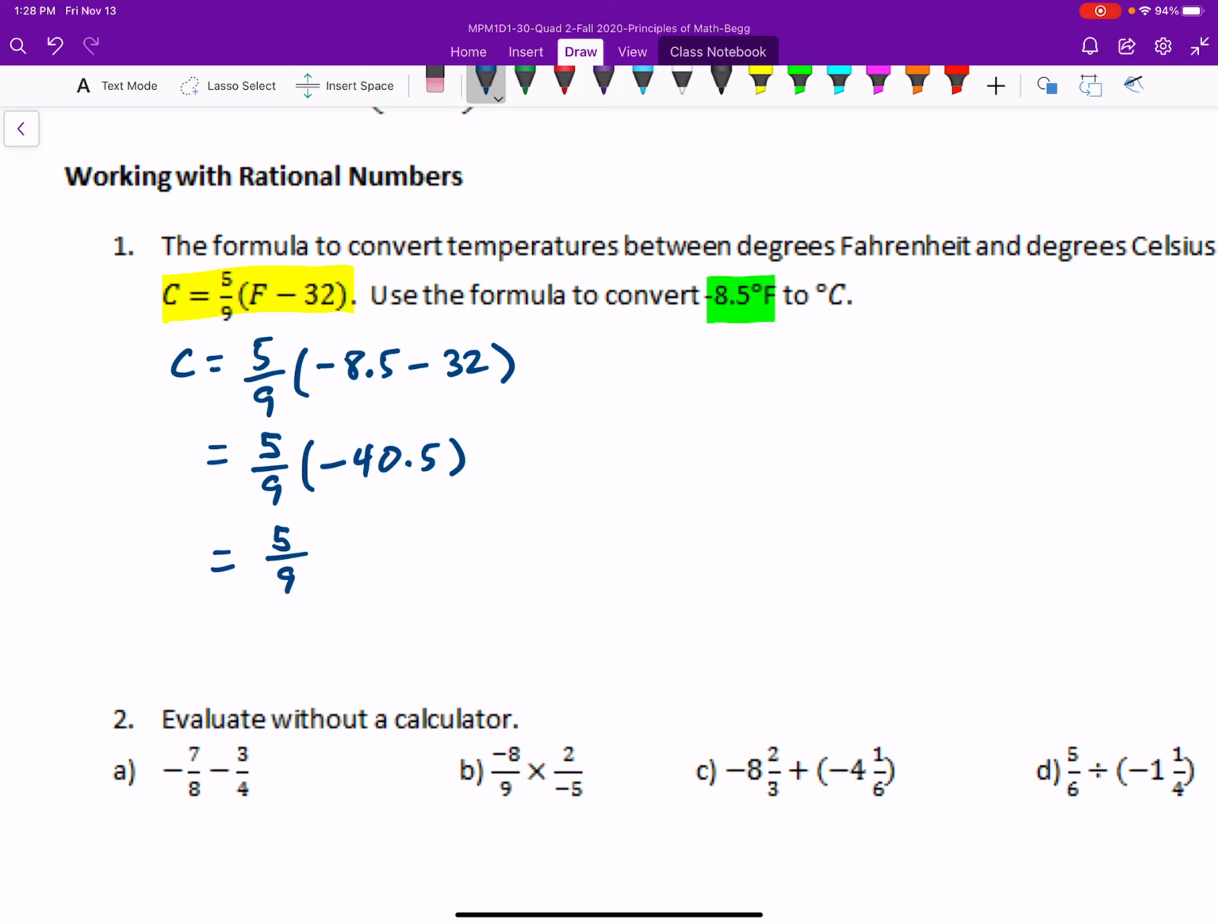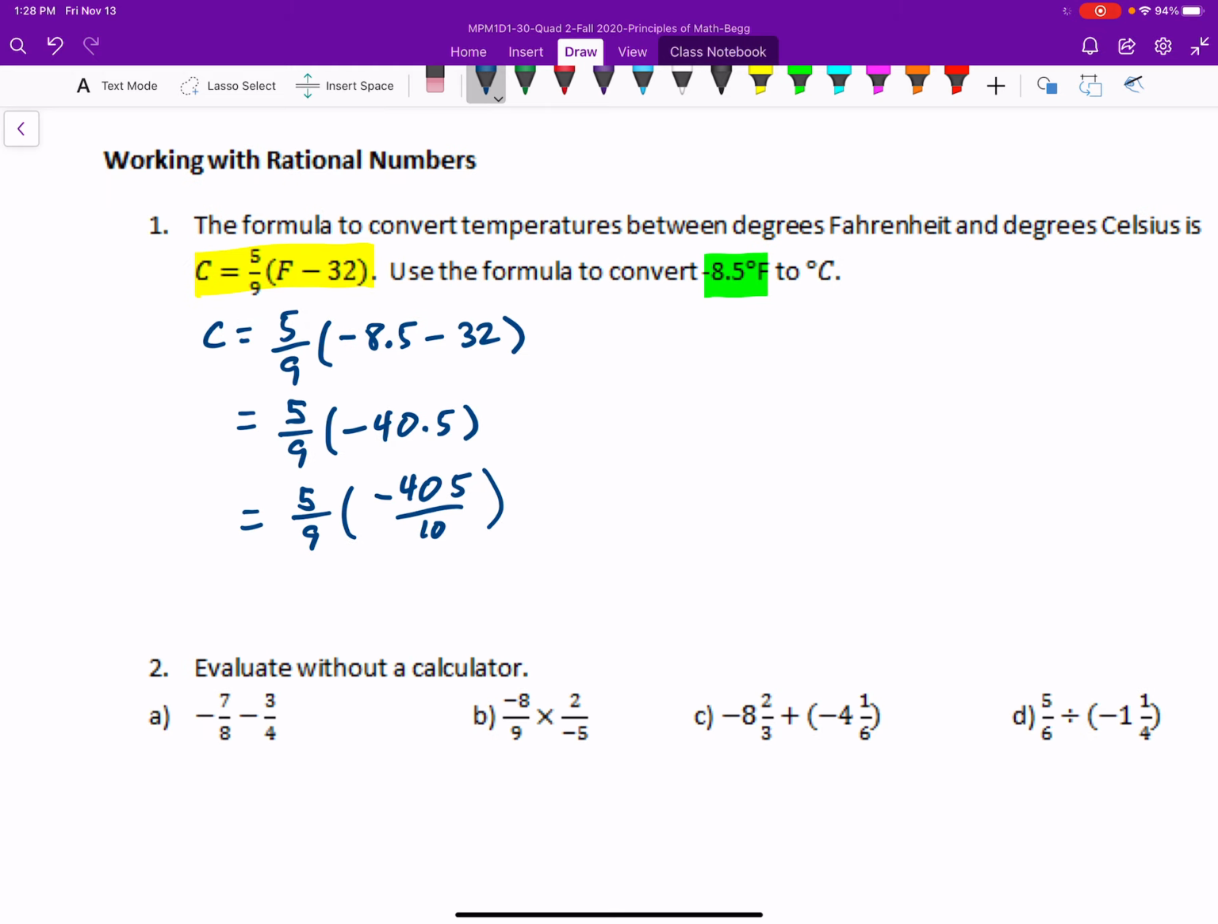If my last place is a 10th place, as this 5 is, then I can move the decimal place over 1 and put it over 10. So that's what I'll do. Instead of 40.5, I'll write it as 405 over 10, and I'll put the minus sign out front. Now we're multiplying, but we've got some big numbers, and I can definitely do a little reducing anyway. I know that 5 goes into itself once and into 10 twice.